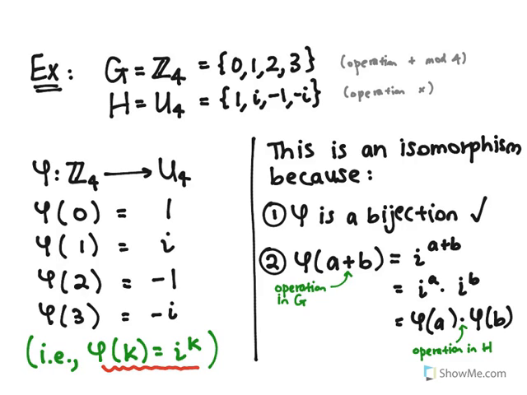And since multiplication is the operation in H, I've successfully shown that phi of A plus B is equal to phi of A times phi of B, which is the second condition in the definition of an isomorphism. So sure enough, phi is an isomorphism between these two groups. Let's take a look at one more example just to keep getting the hang of what these isomorphisms are all about.